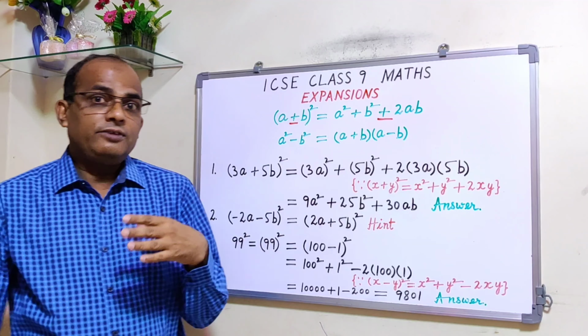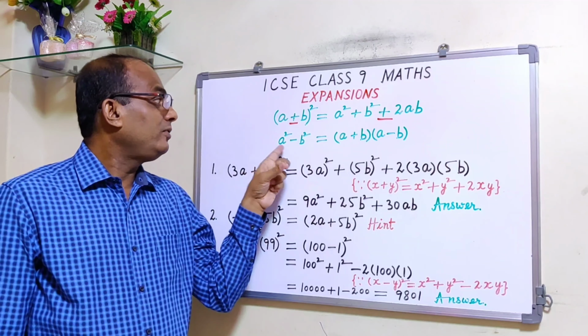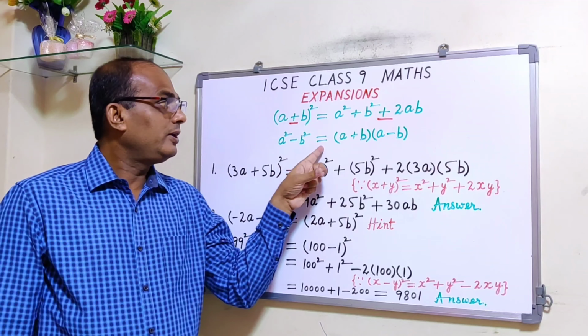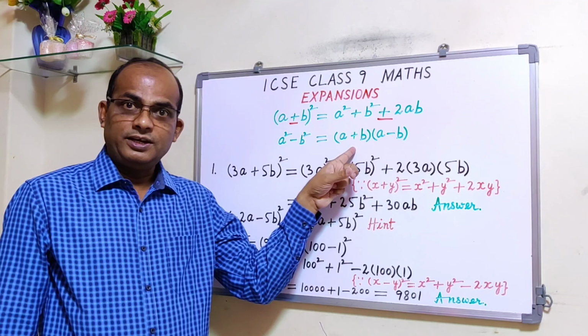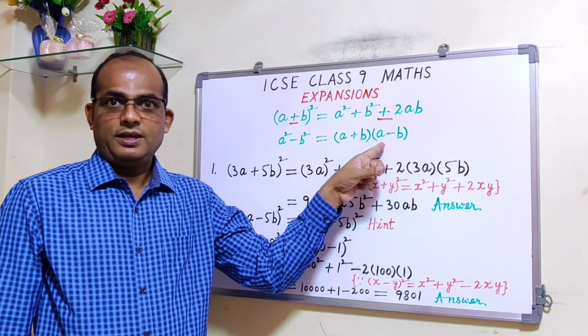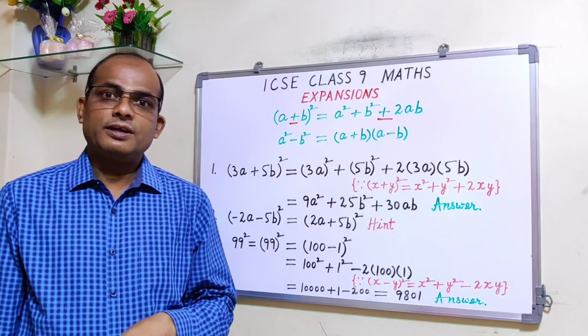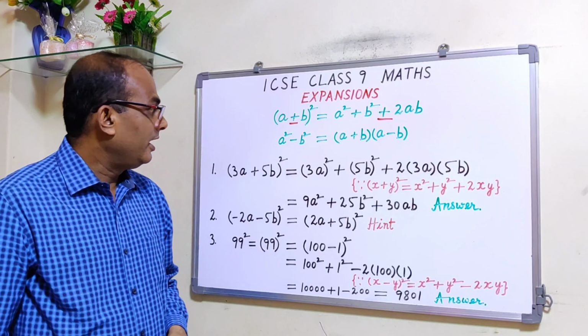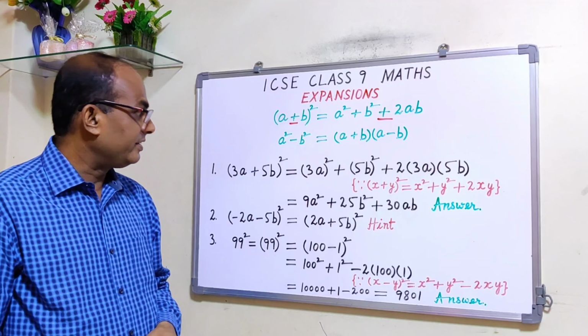The third formula that we are going to use is a square minus b square is equal to a plus b in one bracket, a minus b in another bracket. These are the three important formulas. Please remember. And now let's see questions.